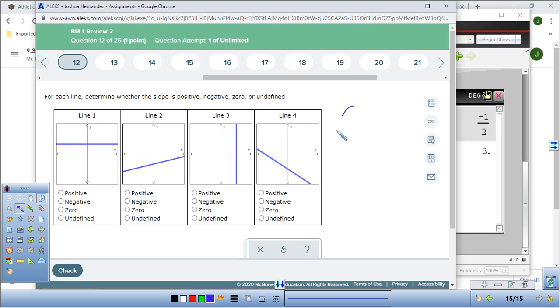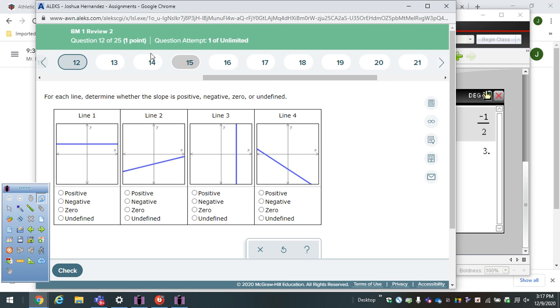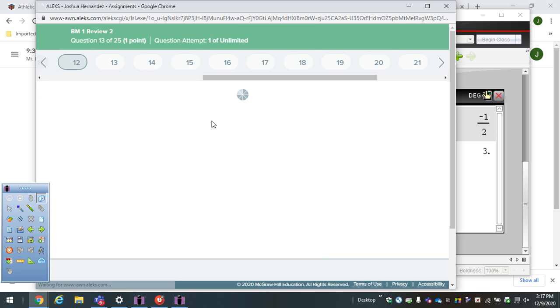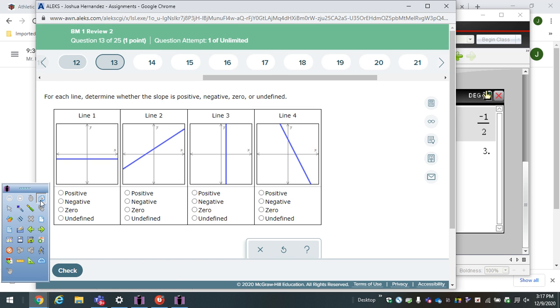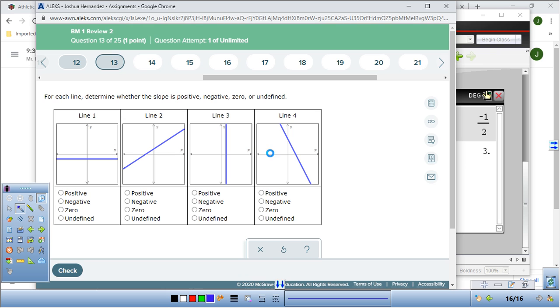Again, Mr. Slopey. Positive, negative, undefined, right there. Positive, or this one's a 0. You see 0. The positive slope. Undefined slope. Negative slope. Oh wow, another one? This is so easy. I'm not even going to draw Mr. Slope anymore. A 0, a positive, undefined, negative.